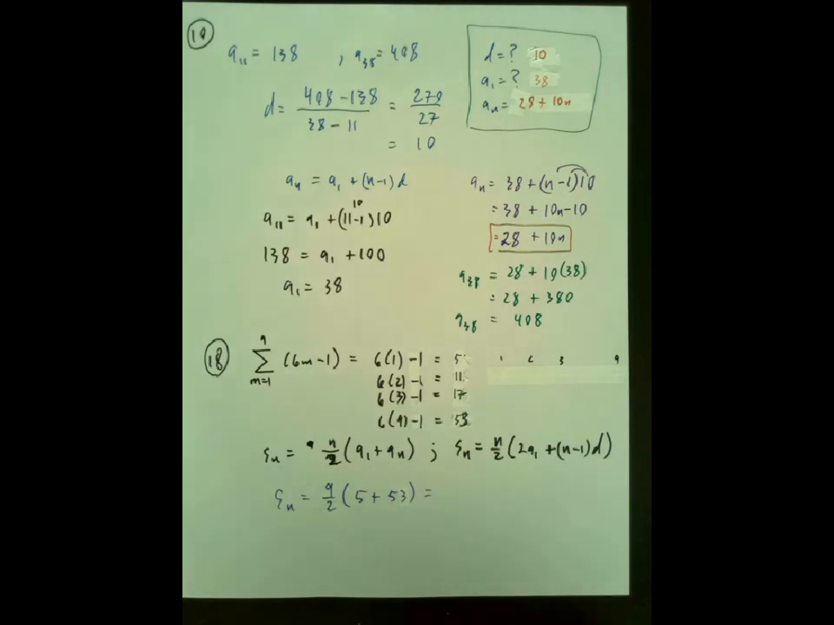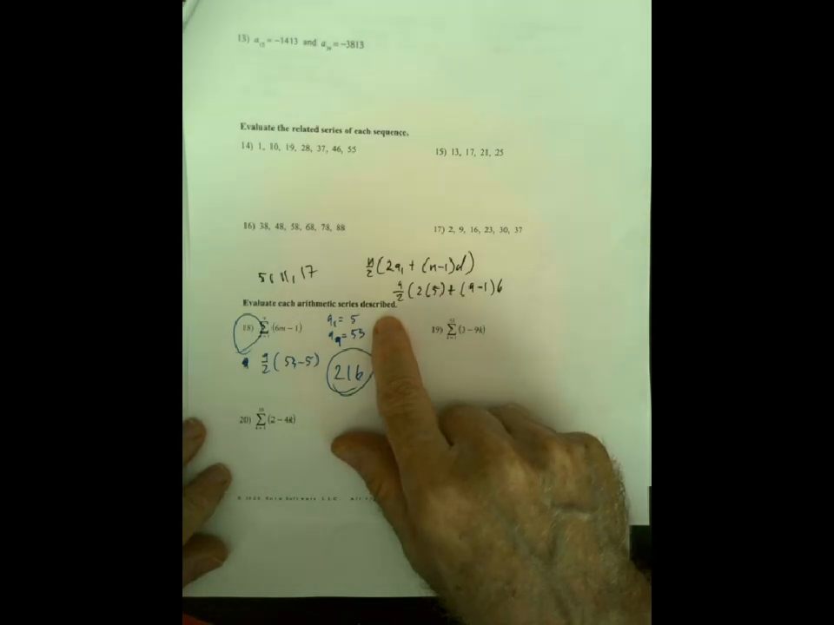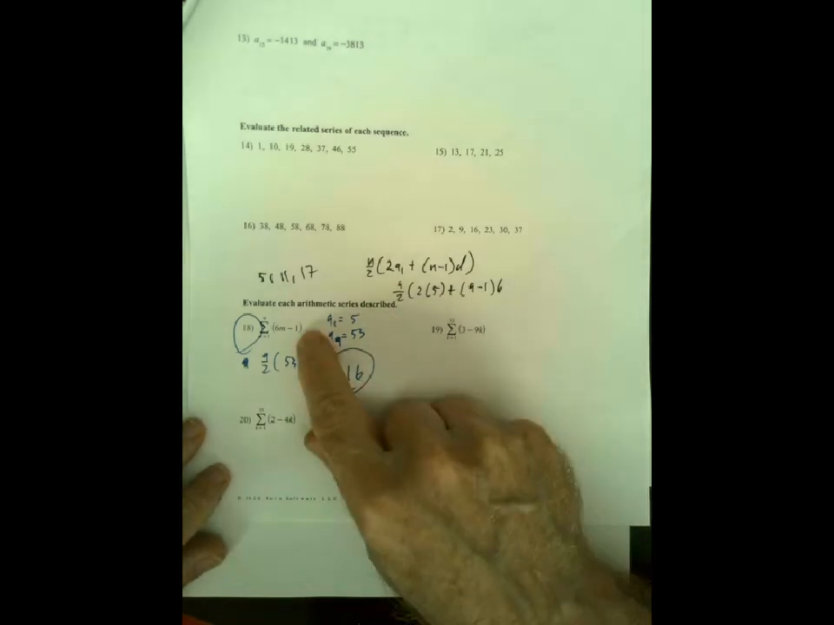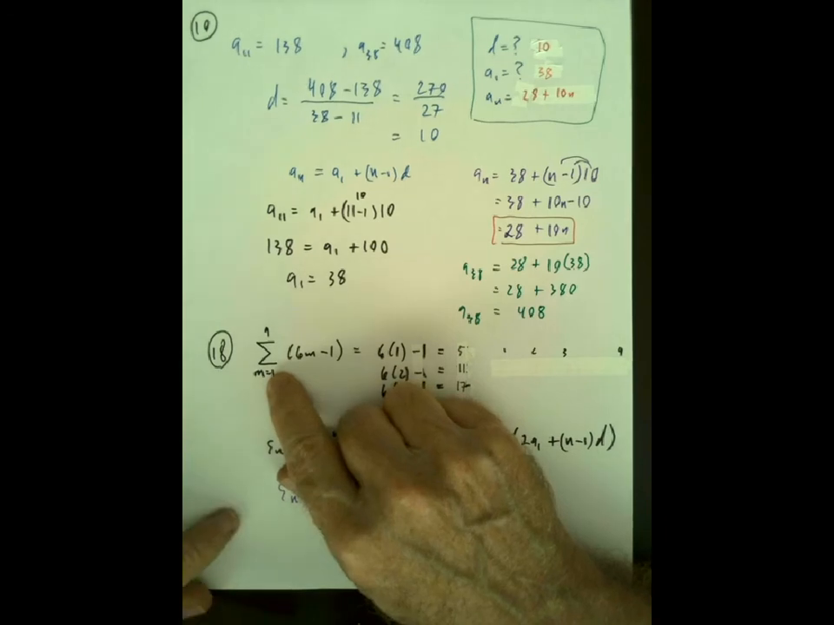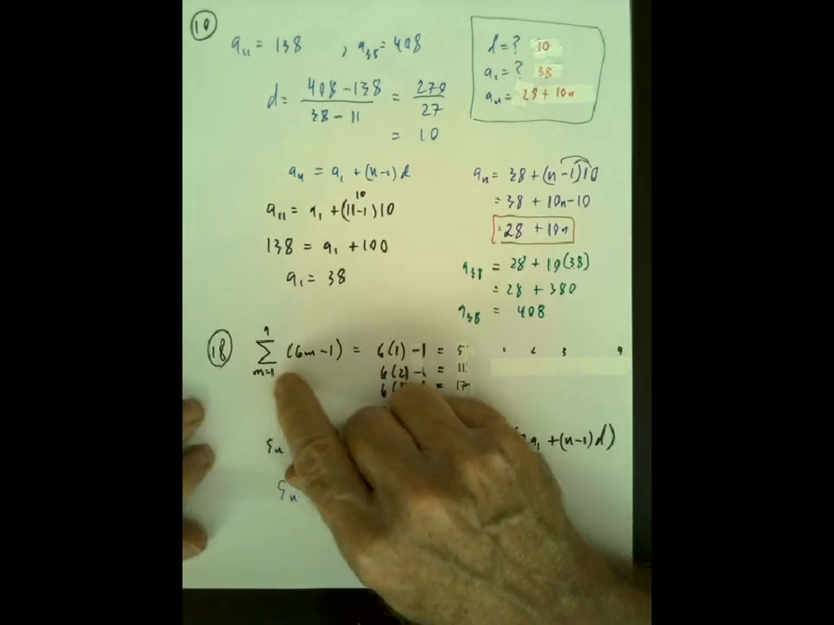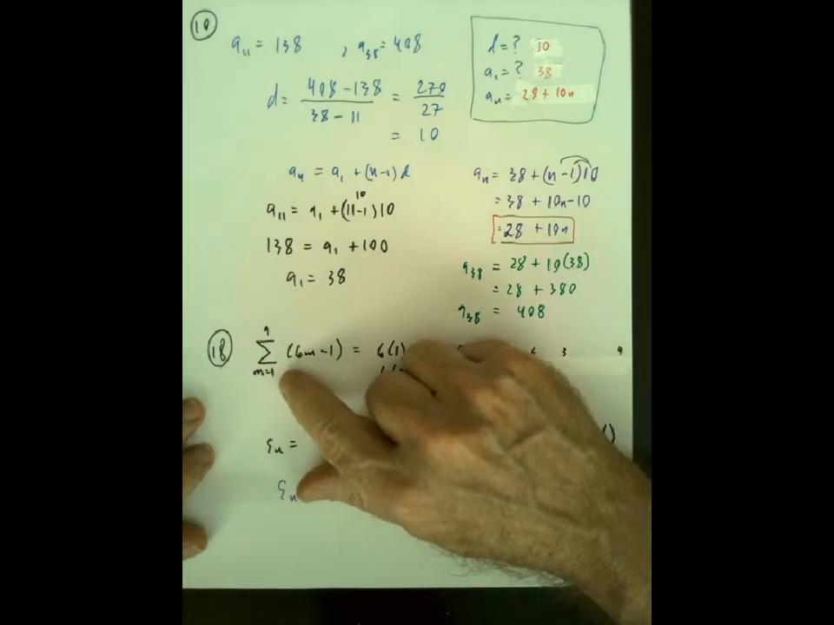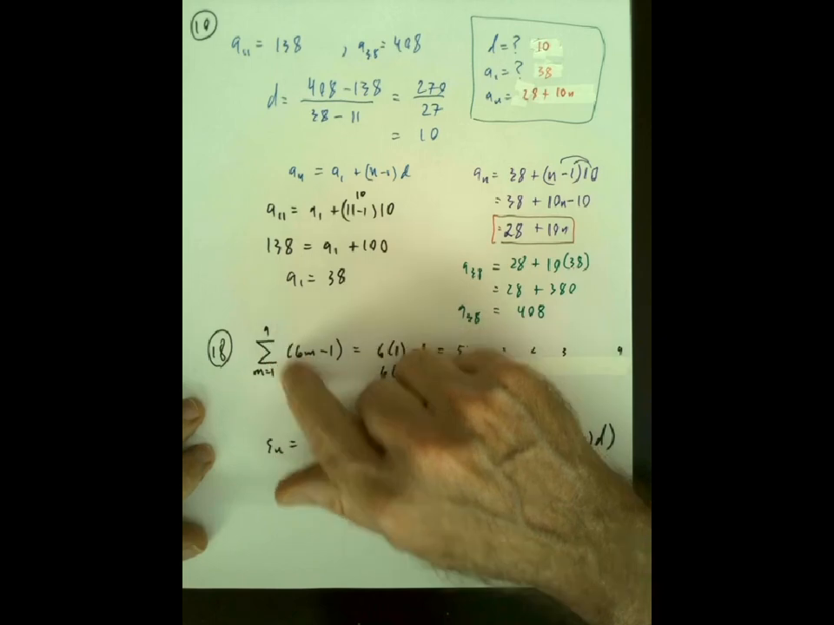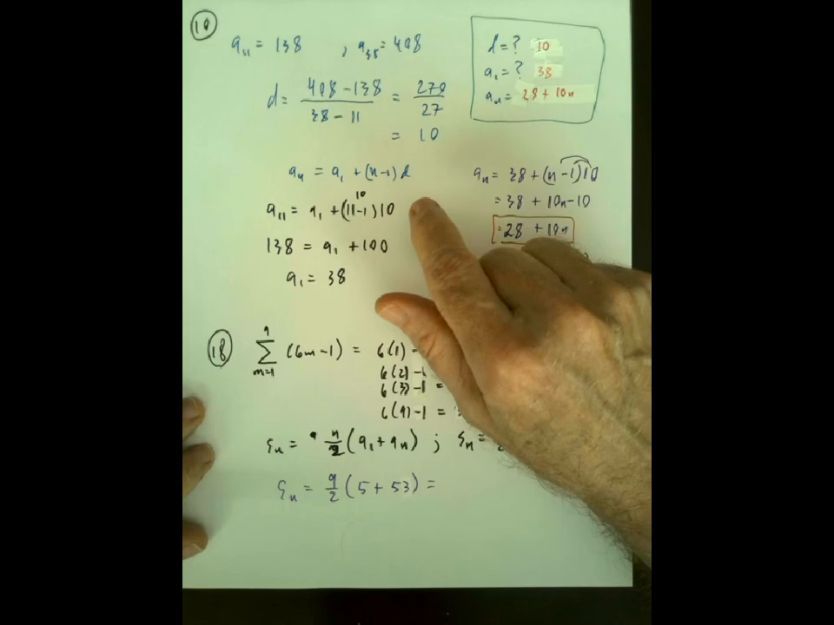Now the other one, number 18, is right here, and it says we're supposed to evaluate the arithmetic series described. It's given to you in sigma notation. So I've written it down here: sigma, 6m minus 1. This says that we're going to add up the first 9 terms of the sequence. M is going to count up from 1 to 2 to 3 to 4 to 5, 6, 7, 8, 9.